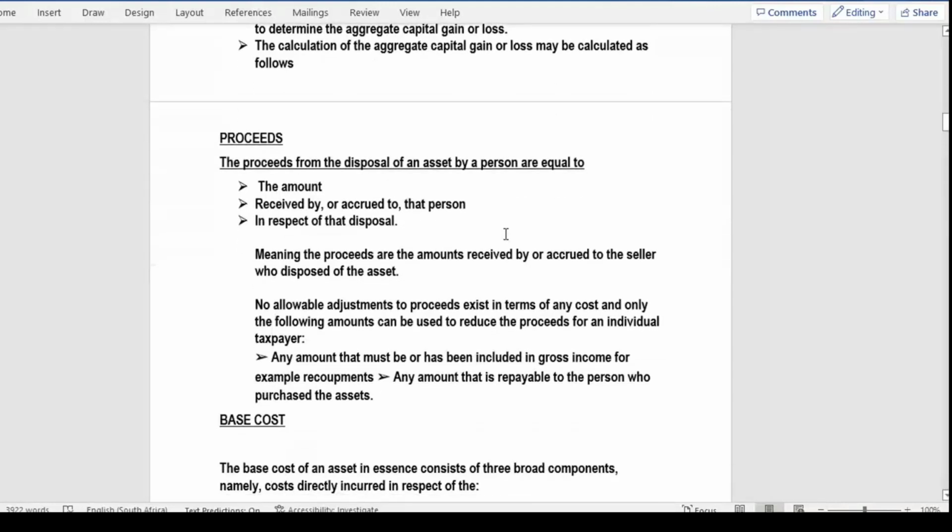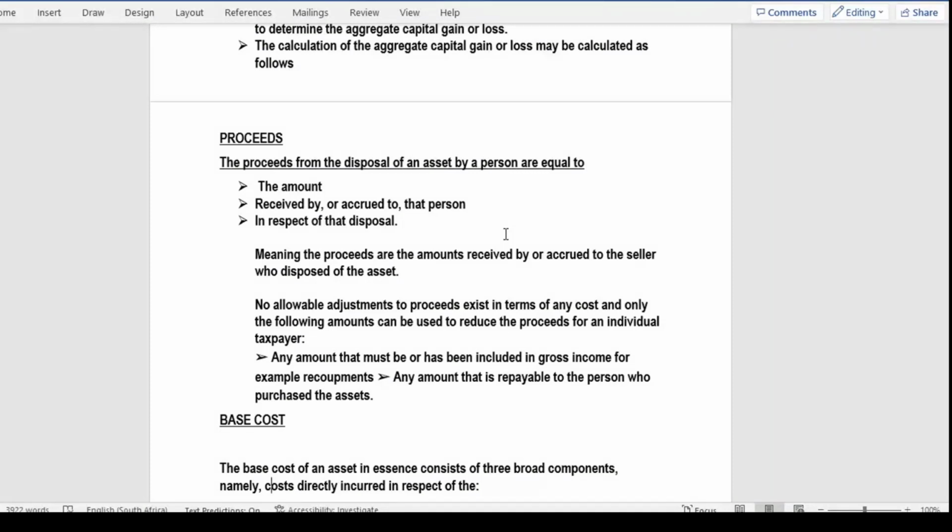Proceeds. The proceeds from the disposal of an asset by a person are equal to the amount received by or accrued to that person in respect of that disposal. It should be a disposal. There should be a scrapping of an asset or a sale of an asset. Meaning that the proceeds are the amounts received by or accrued to the seller who disposed of an asset. So if you're selling, I'll just give you an example, a vehicle, whatever amount of money you are receiving is called the disposal amount.